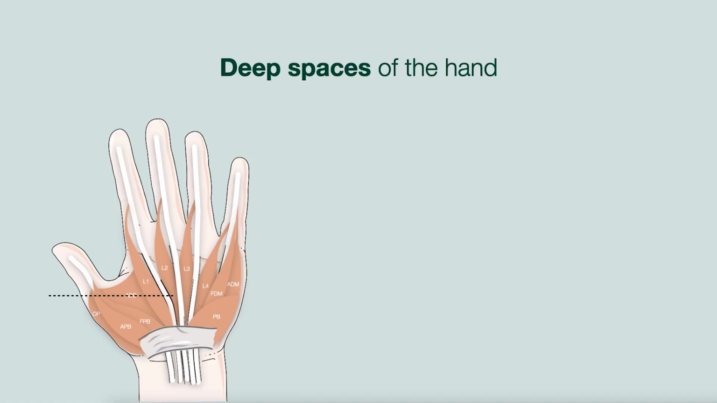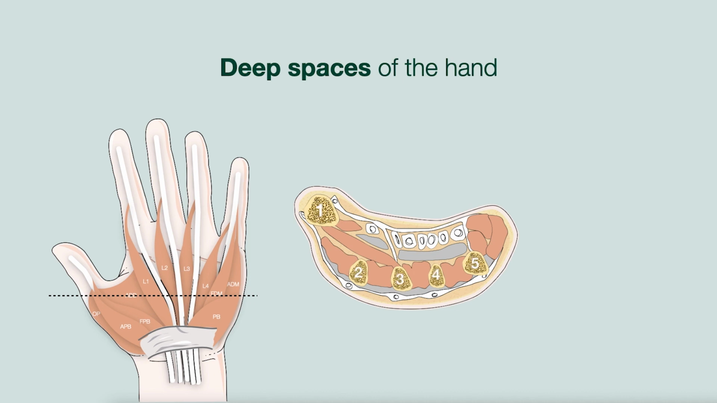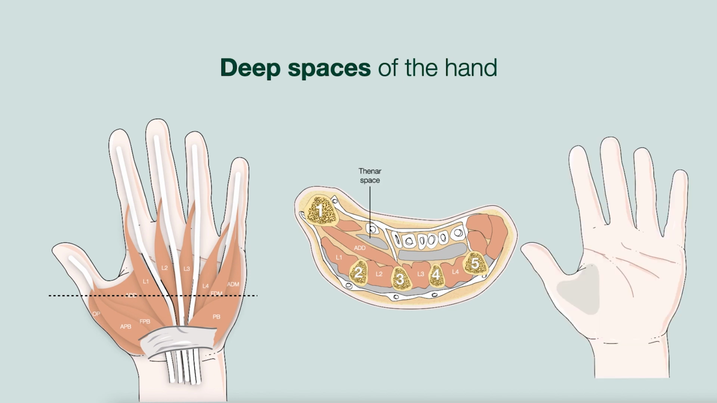Taking a look at a cross-section of the hand, you'll observe the 1st and the 5th digit here. The lumbricals are shown here, and the adductor muscle of the thumb is here. Note the following deep spaces of the hand: the thenar space, the mid-palmar space, and the dorsal subaponeurotic space, as well as the hypothenar space.